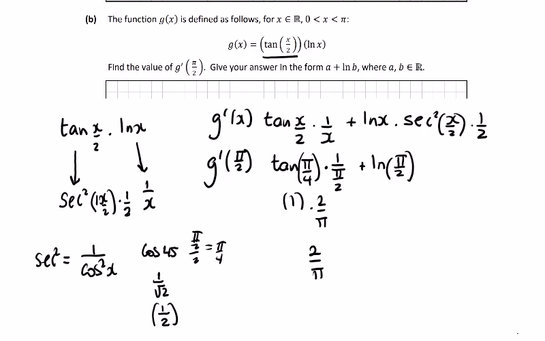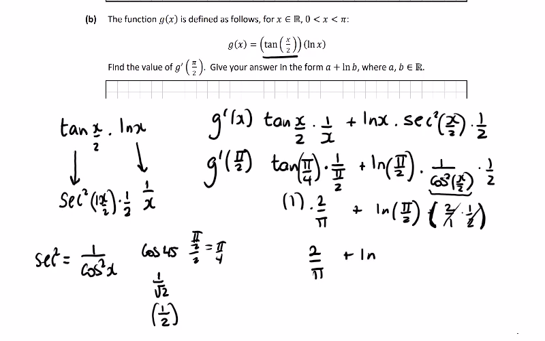I'll just write it in first though, as sec squared is 1 over cos squared x over 2. And that will be times the half. So this is going to be plus the natural log of pi over 2 times, we've worked this out to be a half, so that's 1 over a half, which is, turn it upside down, 2 over 1, times 1 over 2. So that's a product, so they cancel. So we're just left with 2 over pi plus the natural log of pi over 2.